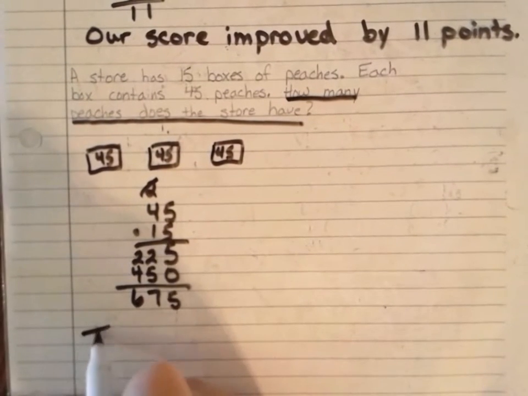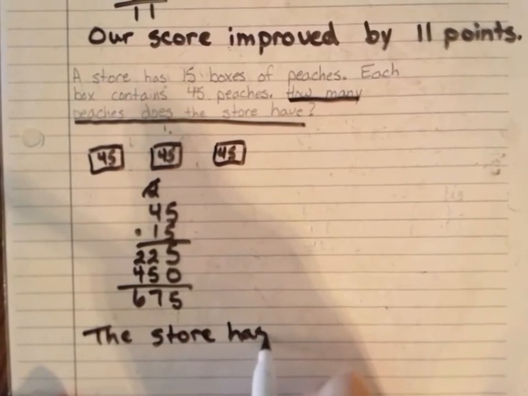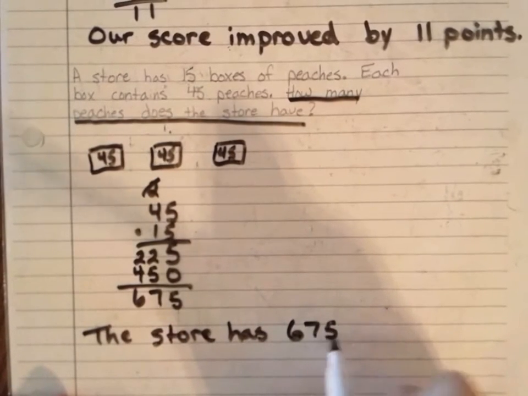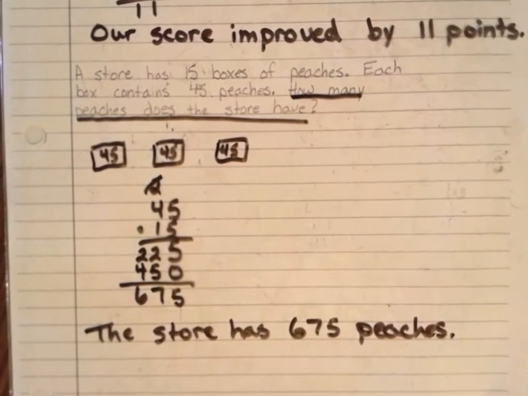Okay, so the store has 675 peaches. Does that make sense? If we have 15 boxes total and each box has 45 peaches in it, we should have 675 peaches. That makes sense.